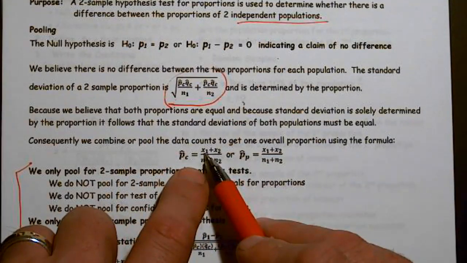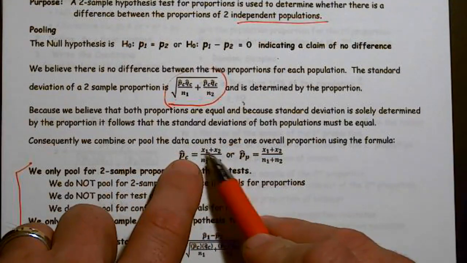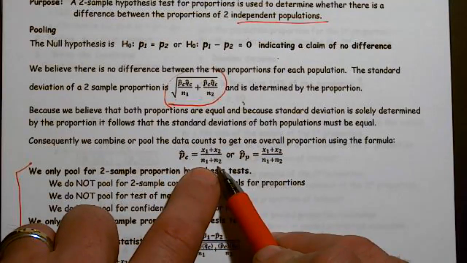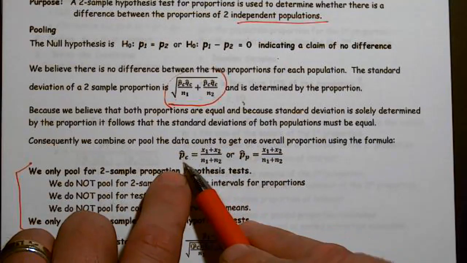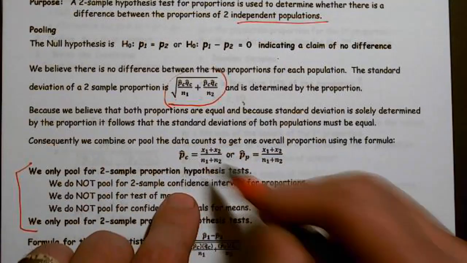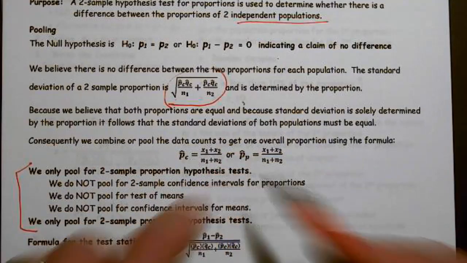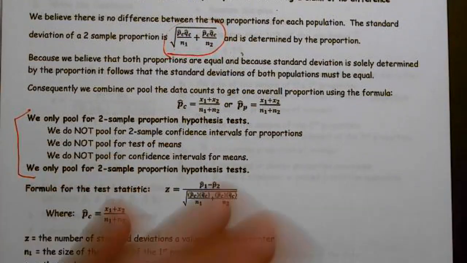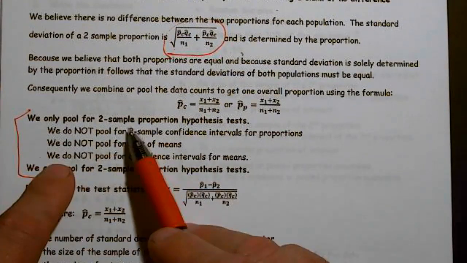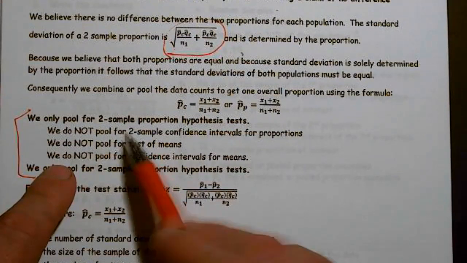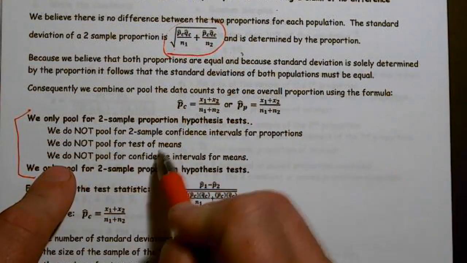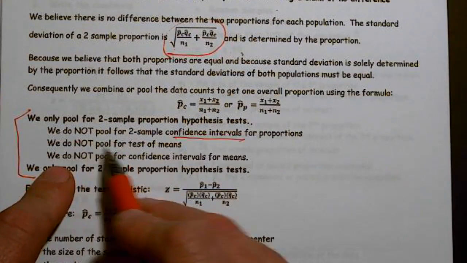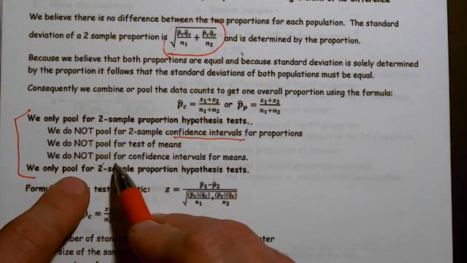So P hat C is equal to the number of successes in 1 plus the number of successes in 2, over the sample size of 1 plus the sample size of 2. It's either going to be shown as P hat combined or P hat P. I prefer to use P hat combined once again because I'm trying to cut down on the amount of PP on the paper. Please note, for AP statistics, this is not for all classes, but for AP statistics, we only need to pool for two sample proportion hypothesis tests. We do not pool for two sample confidence intervals. No pooling. We do not pool for means.